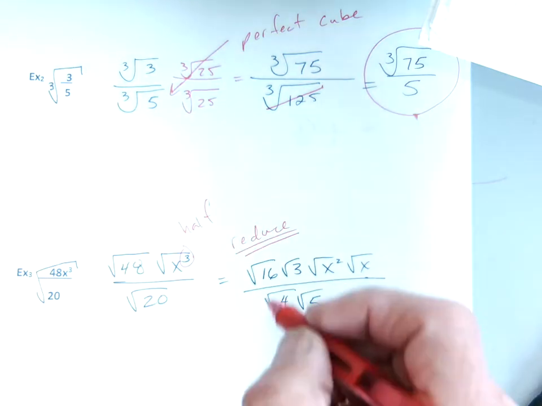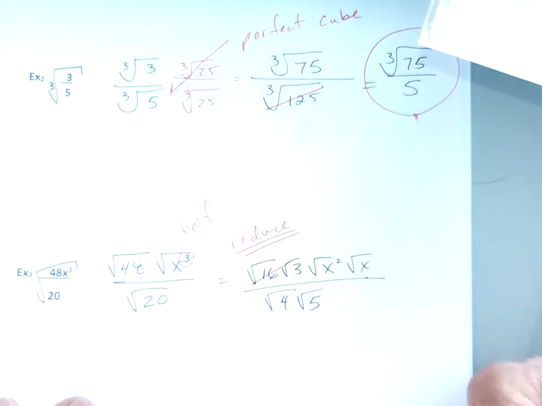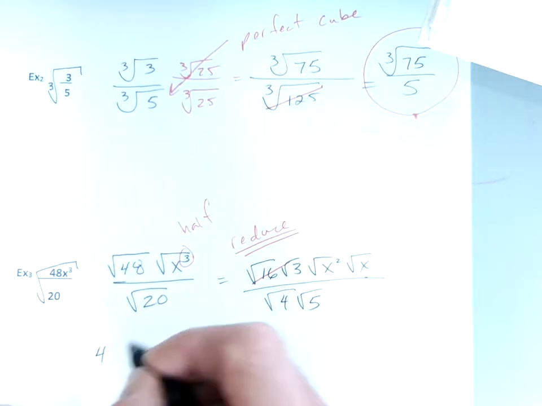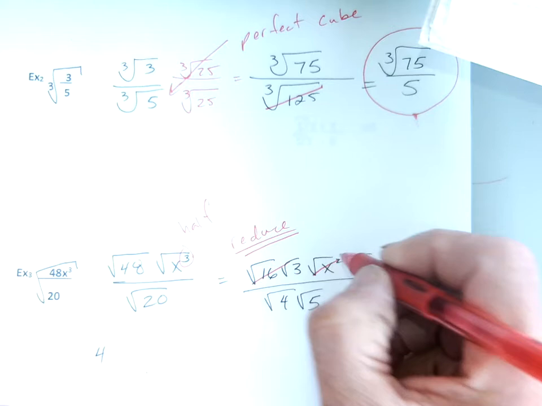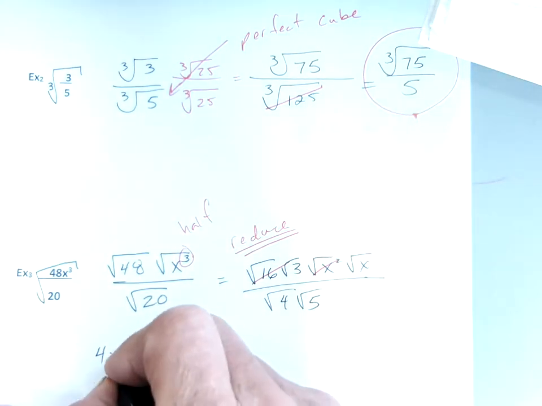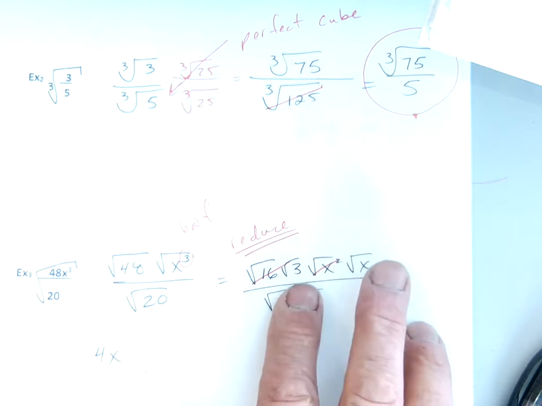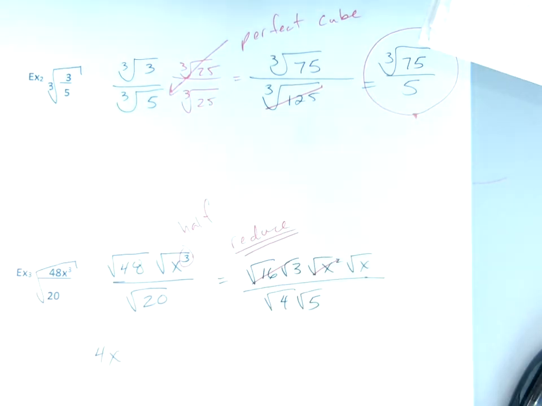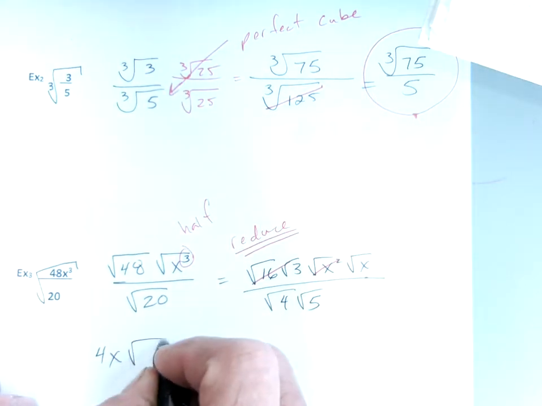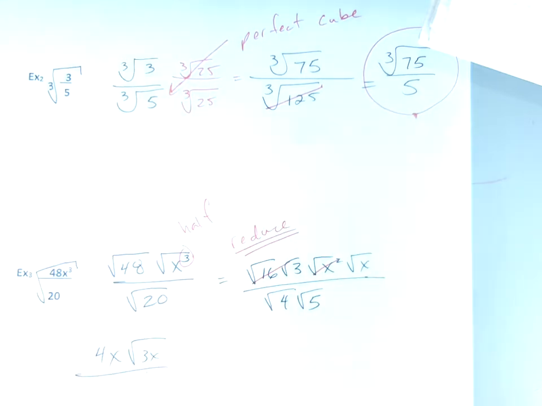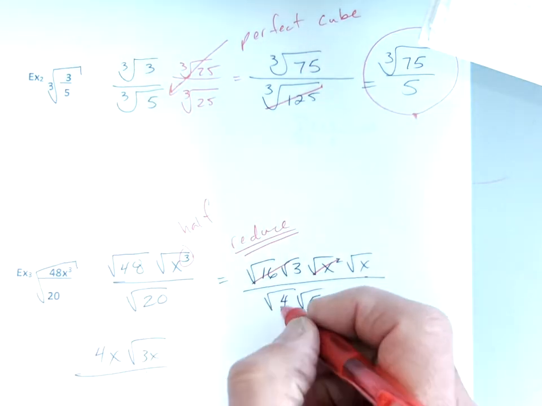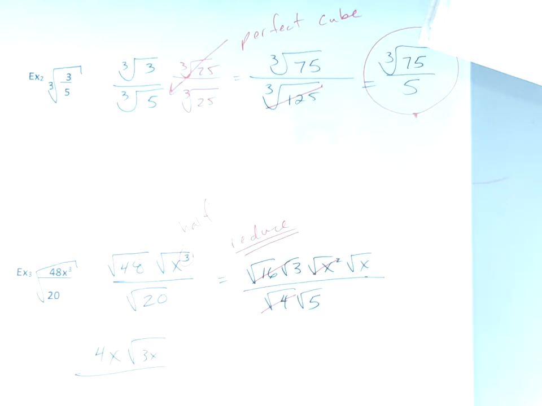Okay, so bit by bit, I know the square root of 16 is 4. I'm going to take half of my exponent and make that an x. The 3 and the x, we can't take the square root of either one of those, so they just stay a square root of 3x. In the denominator, I can take the square root of 4 and make it a 2 times the square root of 5. Now I'm not done. It's reduced, but I'm not done.